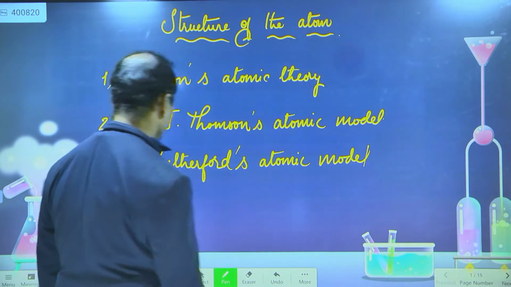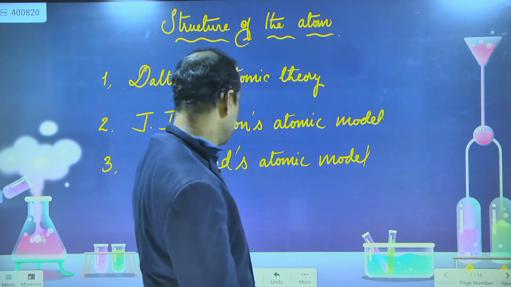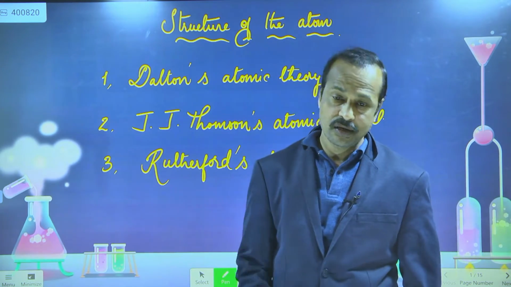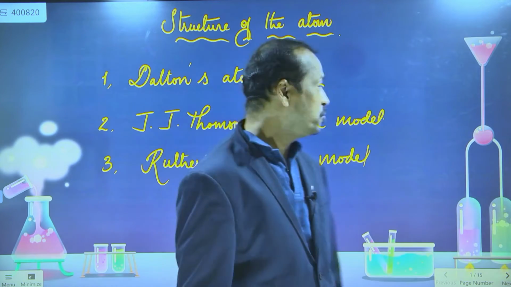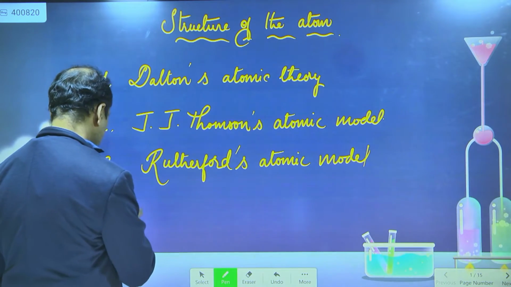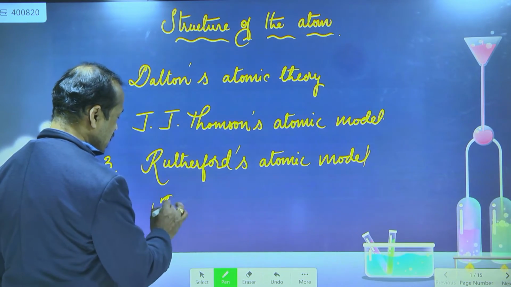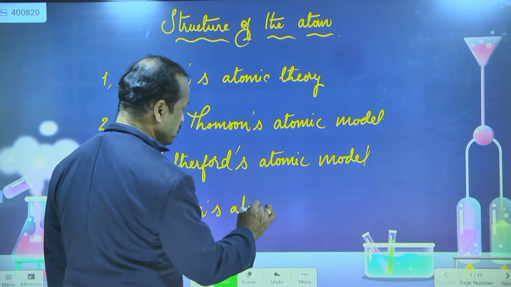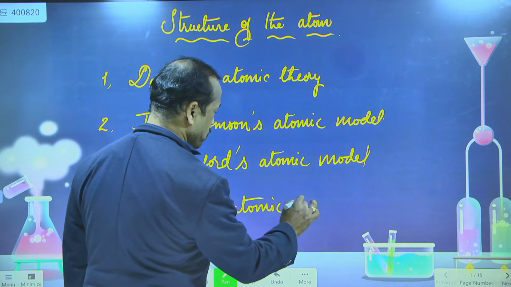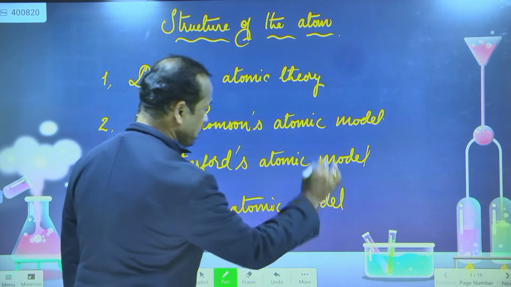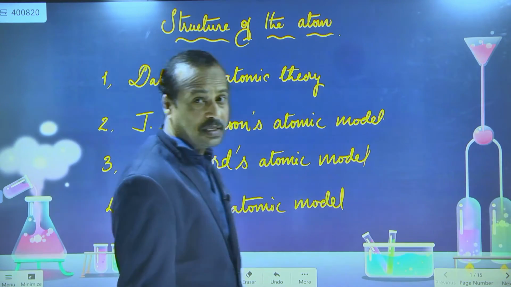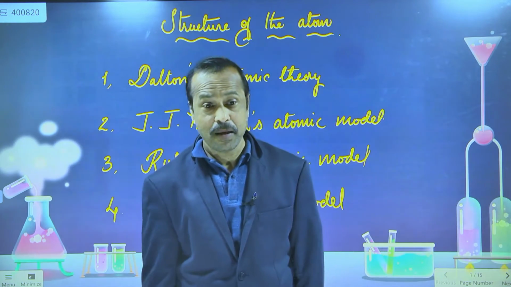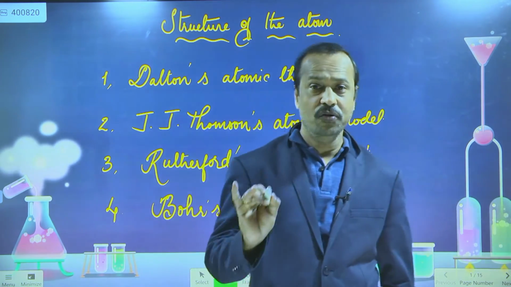Here also, of course, most of the things in this model are correct, but there are still some drawbacks and some failures. To rectify those failures, another model was proposed, called the Bohr atomic model. He proposed this atomic model based on Planck's quantum theory of radiation.